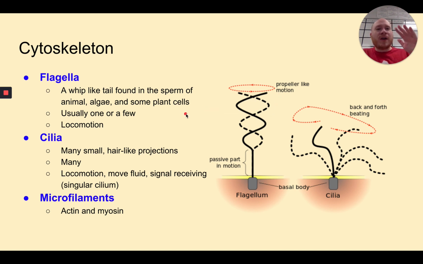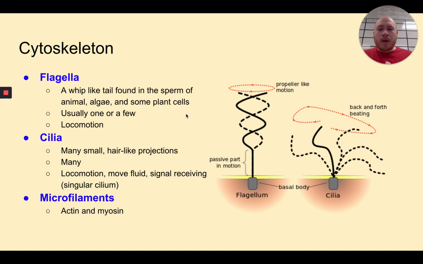Cilia are a whole bunch of tiny hair-like projections, and a cell will have a whole bunch of them. So instead of one or two, there are hundreds. They can be used for locomotion, for moving and gliding through water. They can also be used to actually move fluid. If you think about our throats and lungs, fluids have to move around because if they get caught, then we get sick or we can't breathe. So cilia help move that along. They can also move things like dust in our nose. They can also be used for signal receiving as well. In this case, you would see a singular cilium.